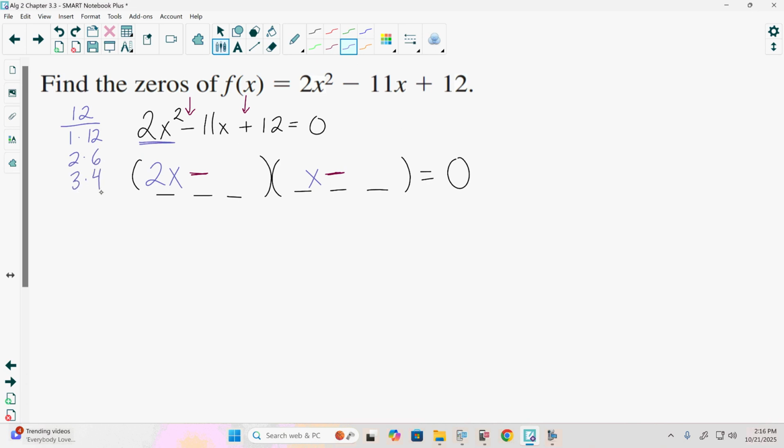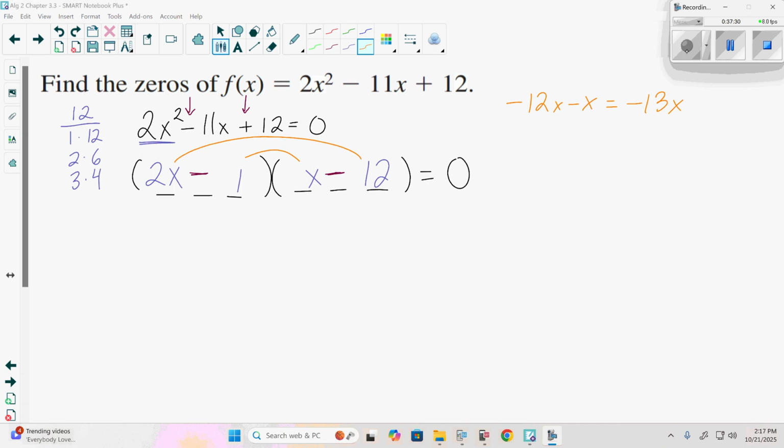Now our factors of 12 are 1 and 12, 2 and 6, 3 and 4. Which one do we want to try first? We can try 1 and 12. And if we check this here, 2x times negative 12 would be negative 12x. Negative 1 times x is negative x, giving us negative 13x. So, that is not the middle term we wanted. We could flip the 1 and 12, but that's not going to work either.